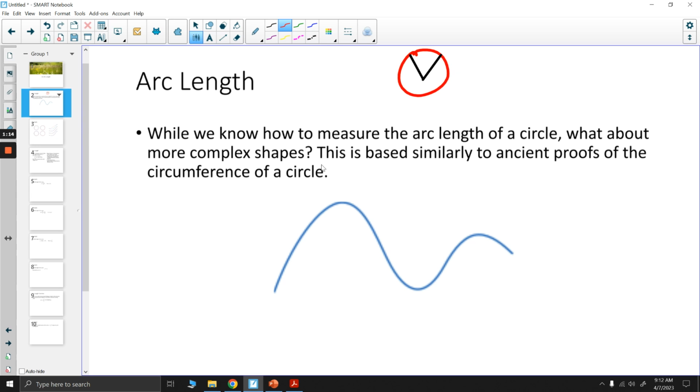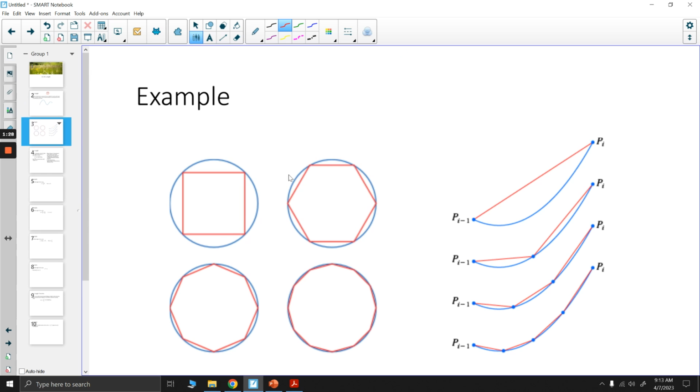But essentially, this concept here, this arc length concept, when we have more complex functions, is actually going to be based similarly to the ancient proofs of the circumference of a circle. So let me show you that real fast. So if you recall, or maybe you've seen this before, where if you're trying to approximate the circumference of a circle, you can just draw polygons inside and measure their lengths and get an approximation. And the more sides of a polygon we do, the closer and closer we get to the actual circumference.